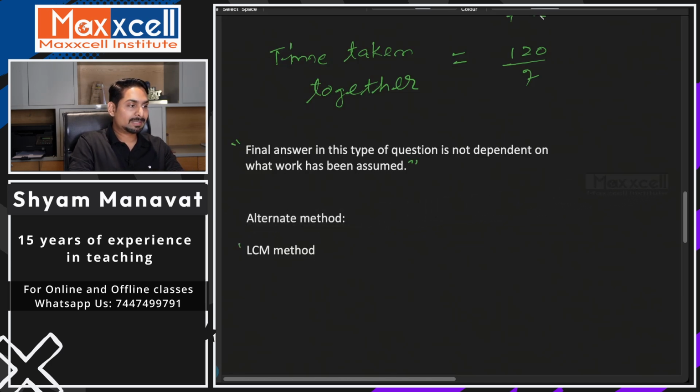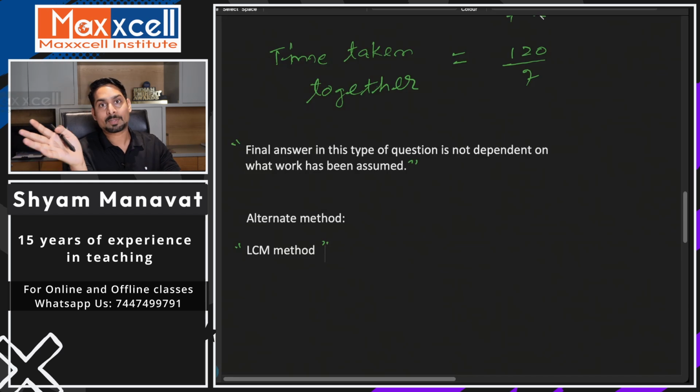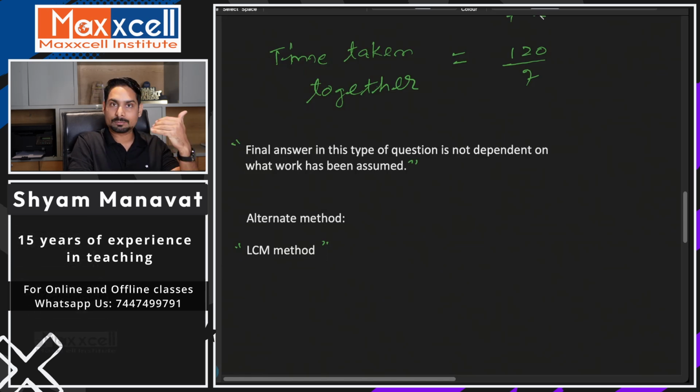Now where do we apply this LCM method? When we have efficiency of individuals, when we have individual people, the name of people mentioned, it's not working as a group of people, 10 men, 30 women, that is a different type of question. So in work and time chapter, if you got a question where you have name of individual mentioned, we can assume work as x and simplify that, and we can also have another method which is LCM method.